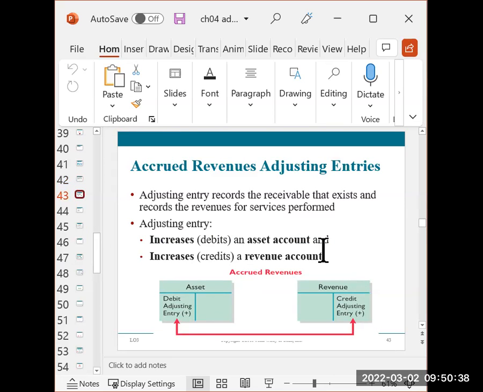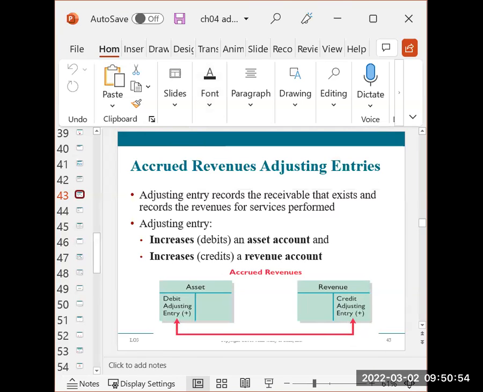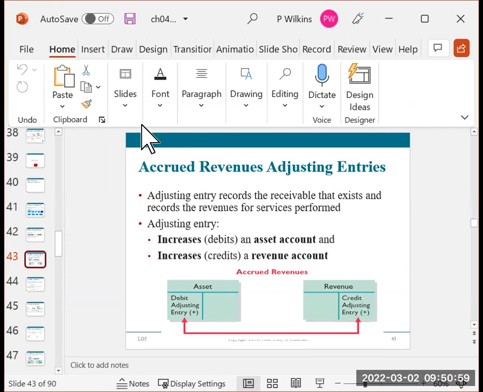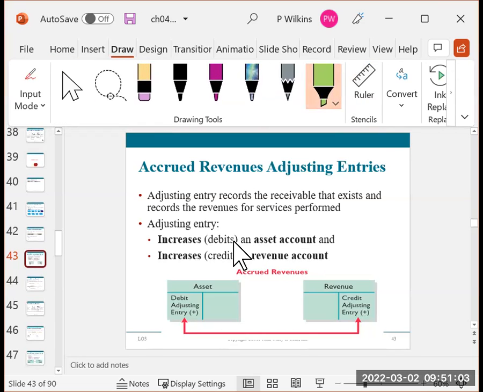Okay, so you're definitely going to want to know this and make a note of this, that the adjusting entry for accrued revenues, you're going to debit an asset account and you are going to credit a revenue account. So that's going to be your adjusting entry. Debit an asset account to increase it and credit a revenue account. And generally, the most often it's going to be accounts receivable is going to be your asset account, and your revenue account is going to be service revenue. That's generally what you're going to see.